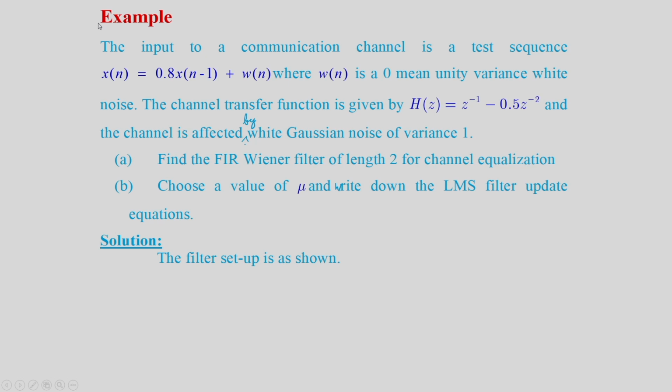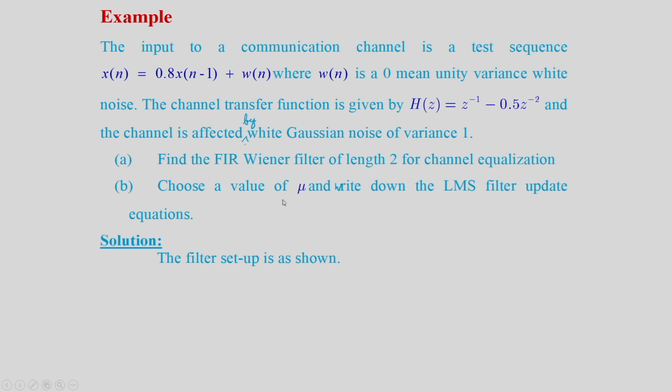Let us consider one example. The input to a communication channel is a test sequence given by x[n] = 0.8 x[n-1] + w[n], where w[n] is zero mean unity variance white noise. The channel transfer function is given by H(z) = z^-1 - 0.5 z^-2. So, this is an FIR filter, and this channel is affected by white Gaussian noise of variance 1.